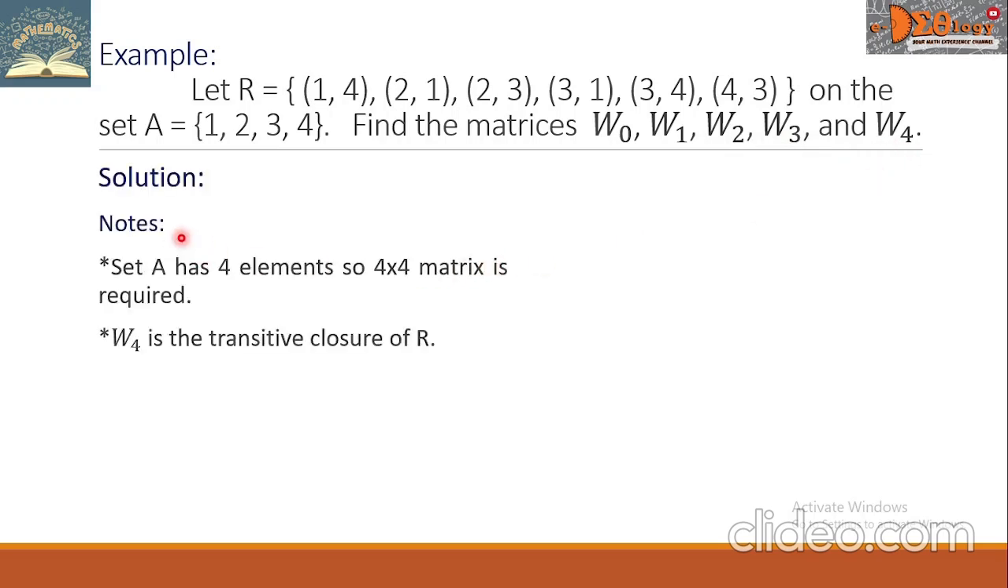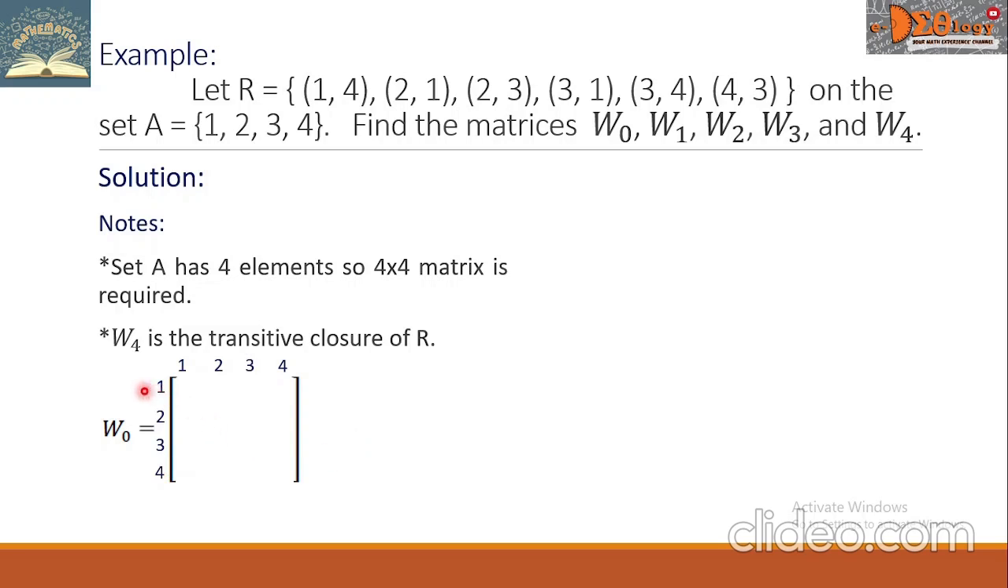We have some notes here. Set A has 4 elements, so a 4 by 4 matrix is required. Another note, W sub 4 is the transitive closure of R. Now let's begin finding W sub 0. This is a 4 by 4 matrix.